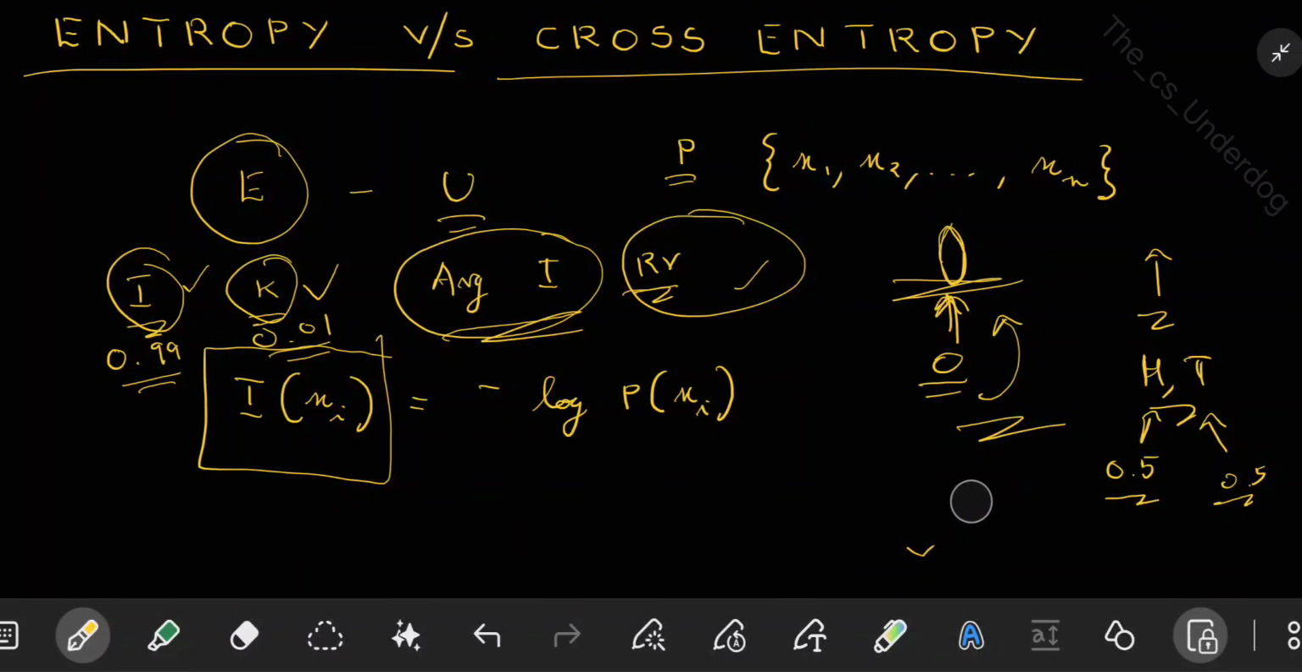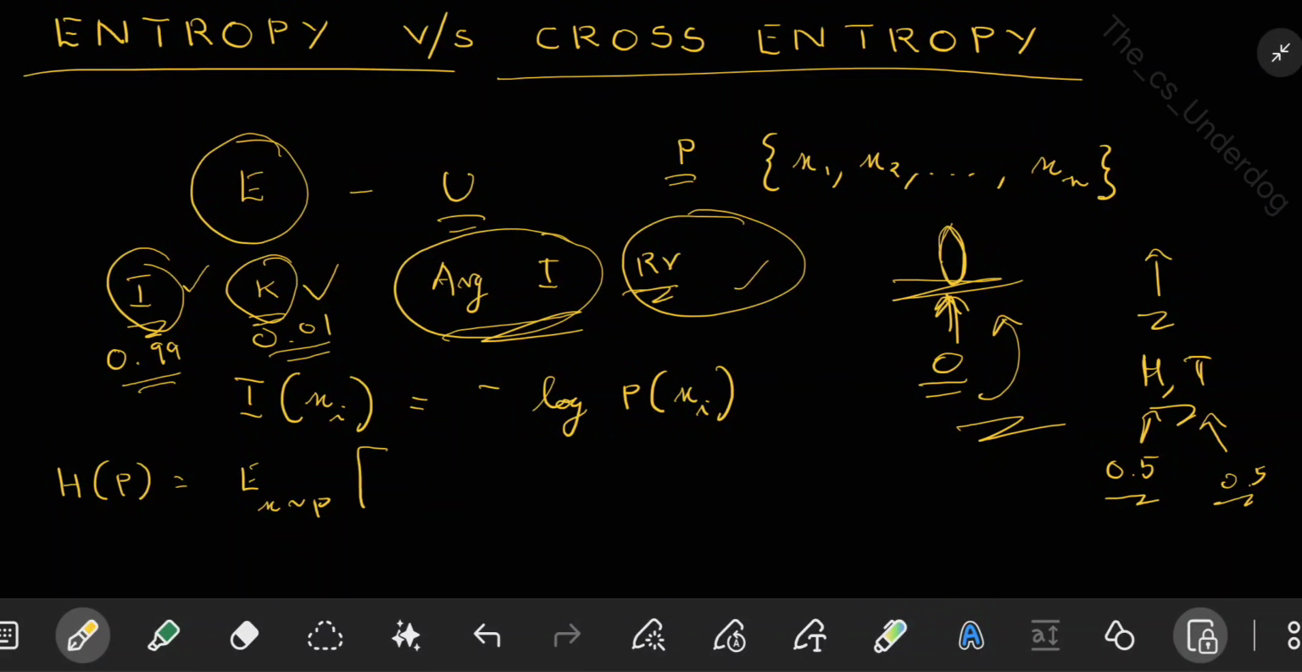Next thing is entropy, which I told you is the expected information. So entropy H of P can be written as expected information. This is with respect to distribution P. Okay. Expectation of minus log P of X.